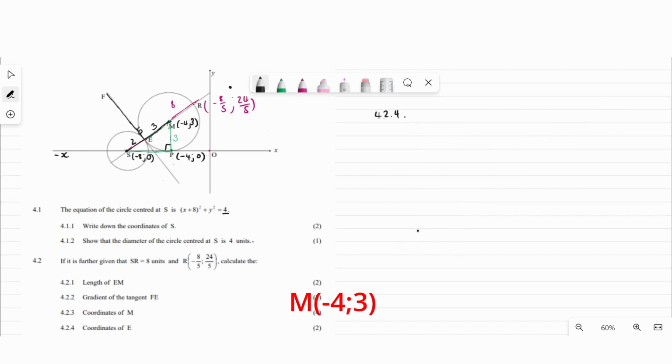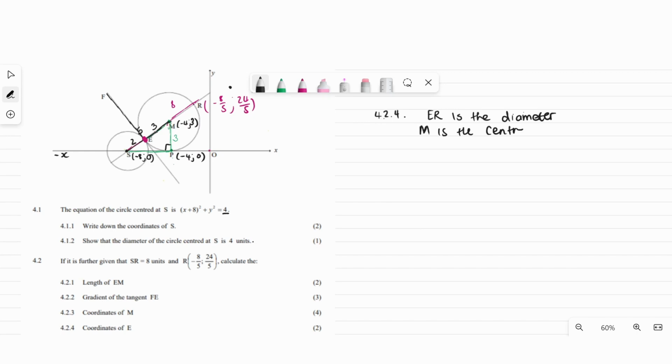Now question 4.2.4 says find the coordinate of E, which is this one. Let me do it in pink, this point. What do we see? ER is the diameter. We know that. And M is the center. If M is the center of ER, meaning M is also the midpoint of ER.